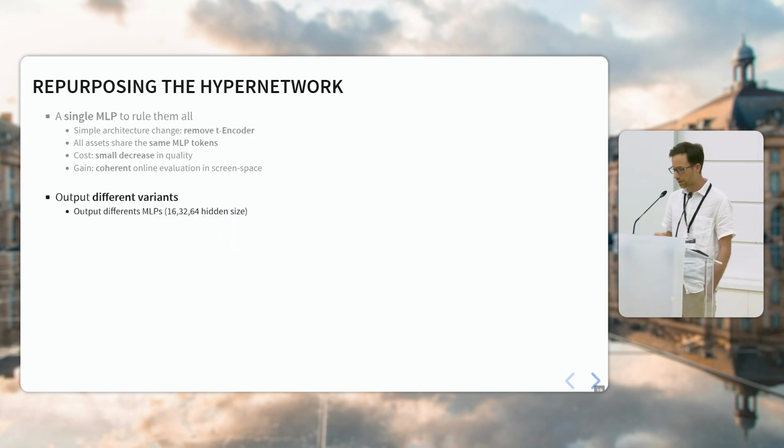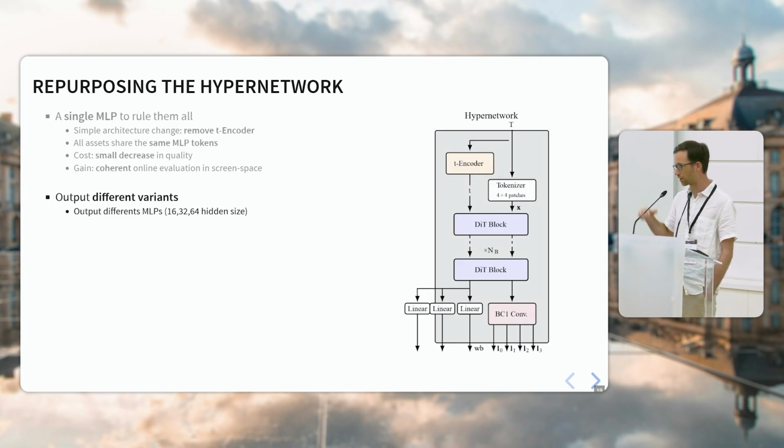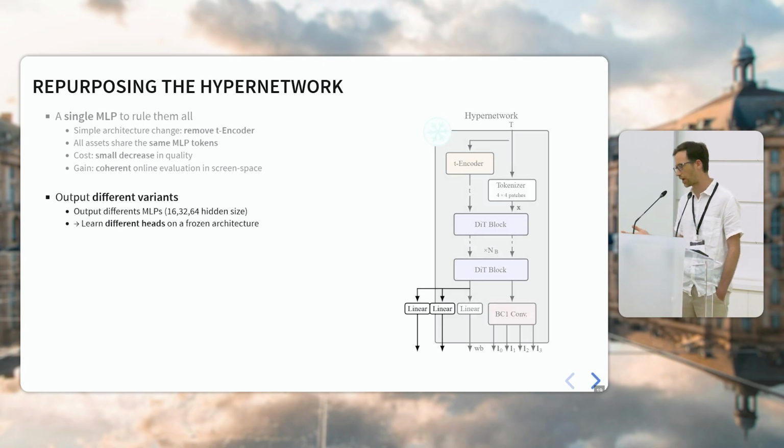Now, what we can do as well is alleviate the restriction of having to work with a specific set of configurations for the NTC that was used for SGD. We can output different MLP versions very easily by just adding different heads to our neural network at the end. So, for example, if we want to change the size of the hidden layer from 16 to 64, we just have to add a few outputs here, and that can also be done afterwards by just training or fine-tuning from a frozen architecture.